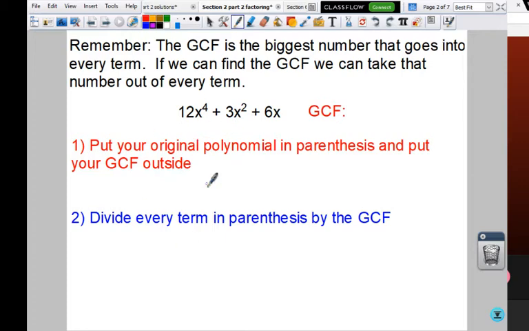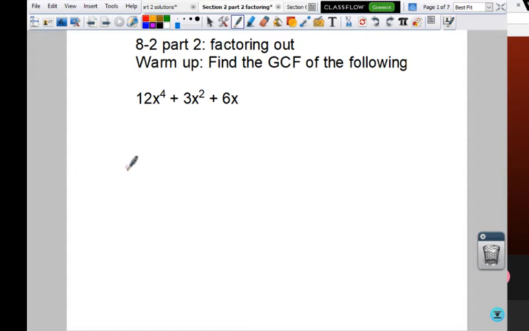Alright, so we're going to find the GCF of 12x to the 4th plus 3x squared plus 6x, and then we're going to factor it out. So actually this was our warm-up, so we'll do it on our warm-up. If you can just look at it and do it, great. If you're not that good yet, we're going to make our lists.